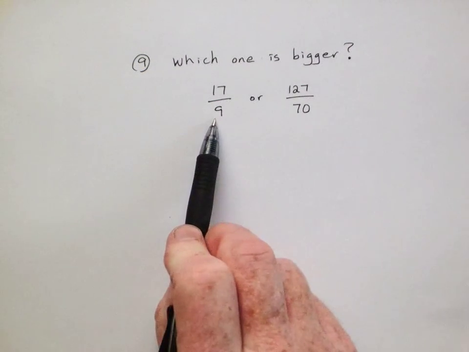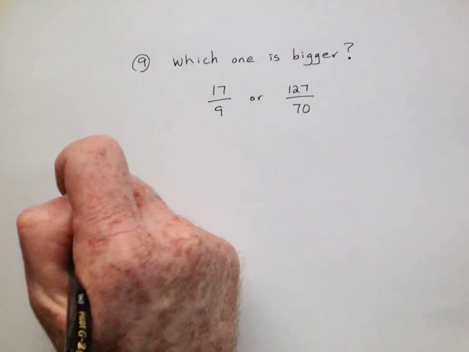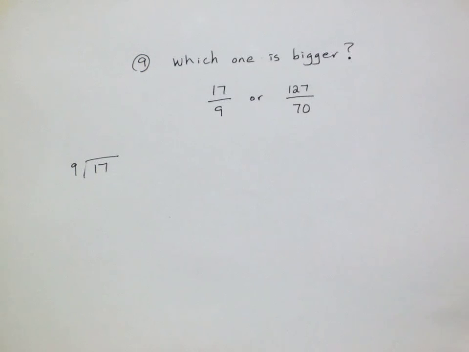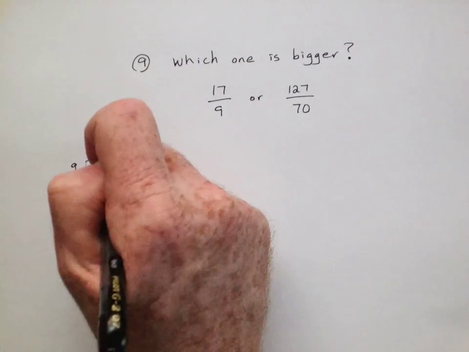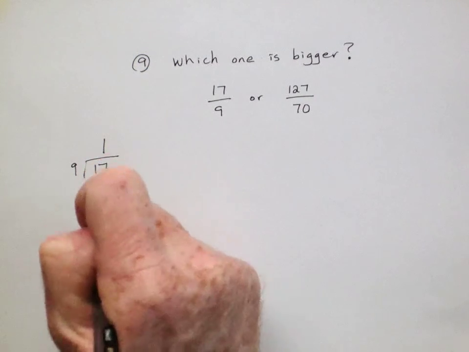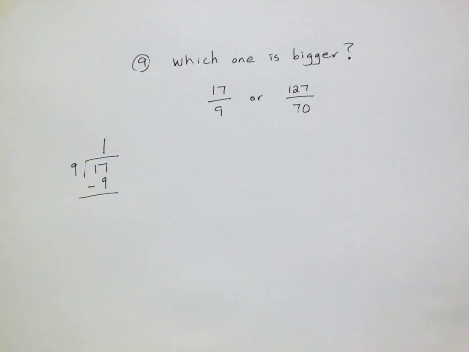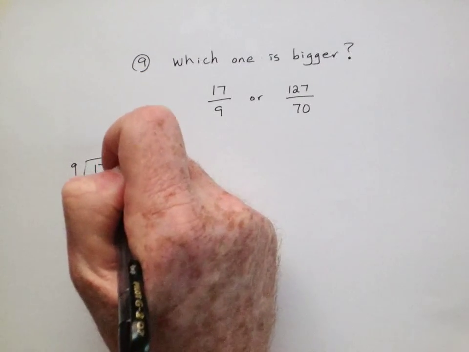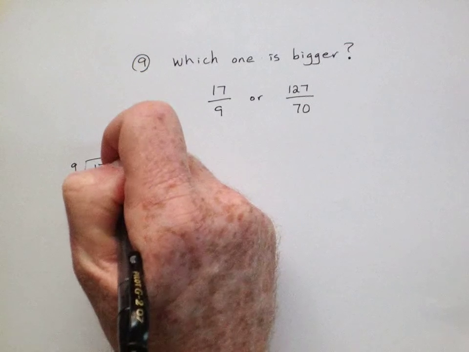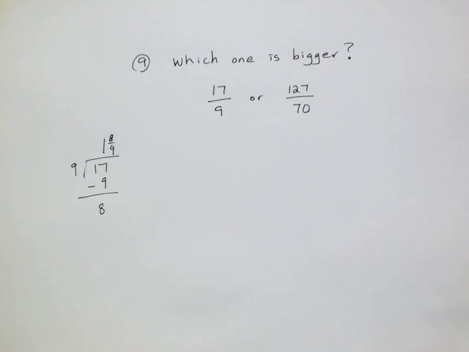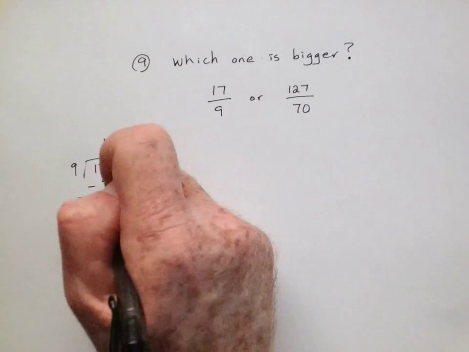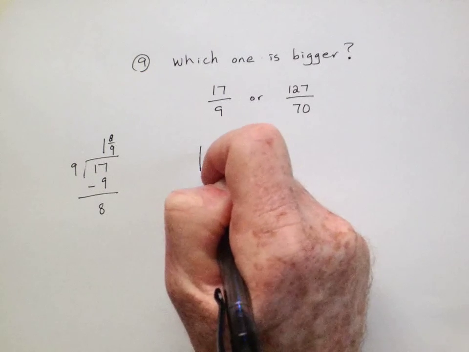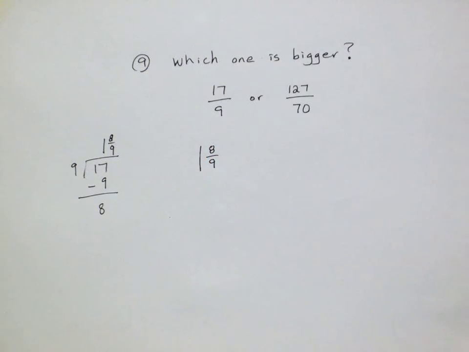So take this one and change it into a mixed number. So 9 divided into 17. Well, 2 times 9 would be 18, which is too big. So it's only going to be 1 time. And then multiply to get a 9. Subtract. The remainder is 8. So that means that it's 1 and 8/9. So the remainder was 8, so it's 8/9. Sorry, that was a little bit sloppy. So this one is 1 and 8/9. Okay.